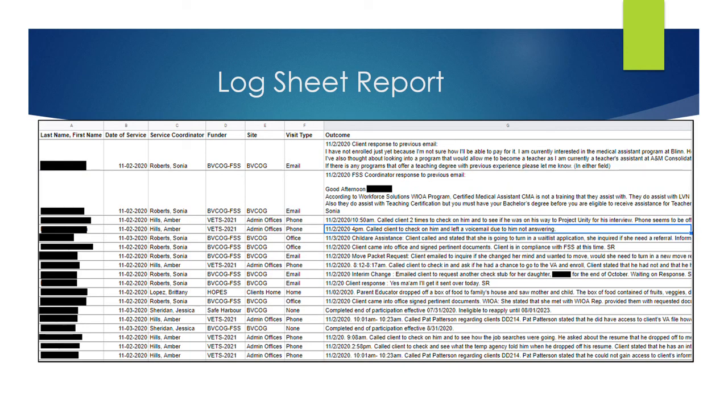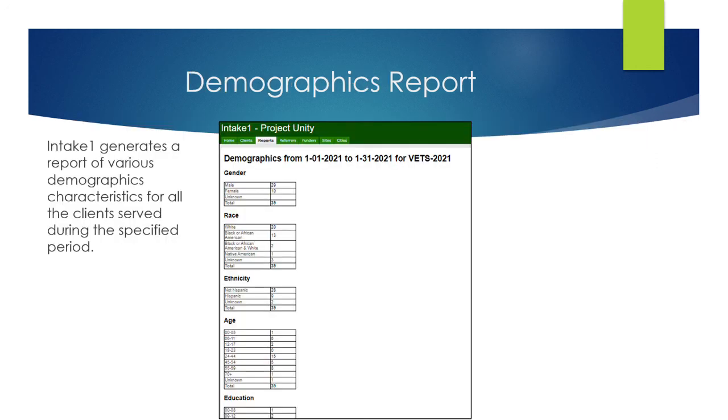The log sheet report shows all the case notes for clients in a specific program that were made during a specific period of time. This report makes it easy for managers and staff to see how clients are progressing. The demographics report provides tables that show what kinds of responses were made in the Intake1 assessment for specific demographic information.